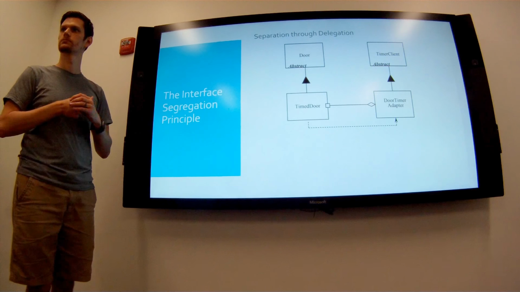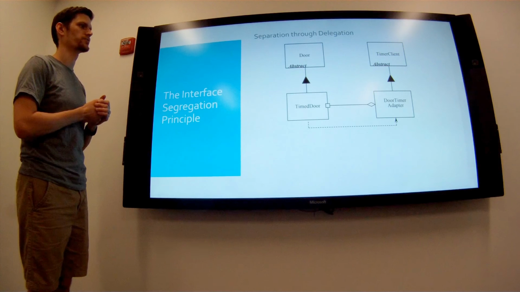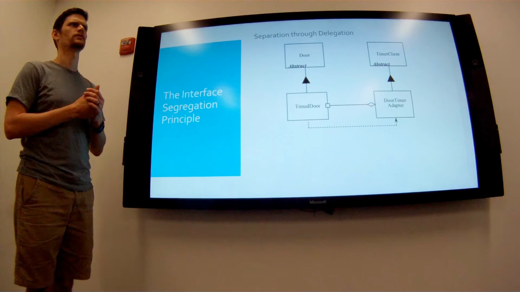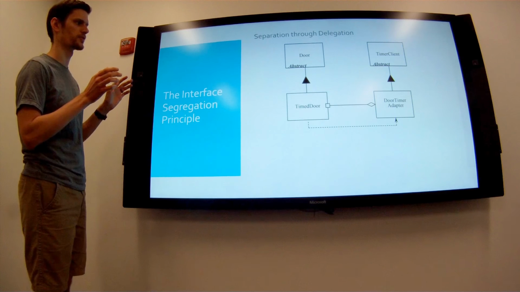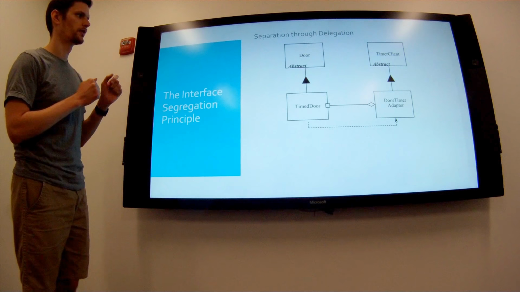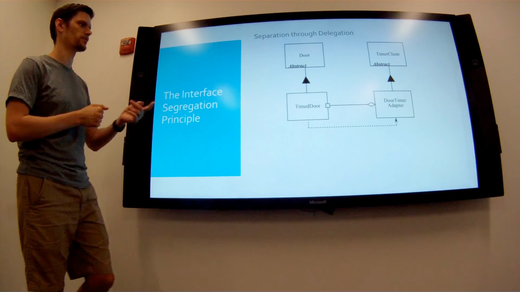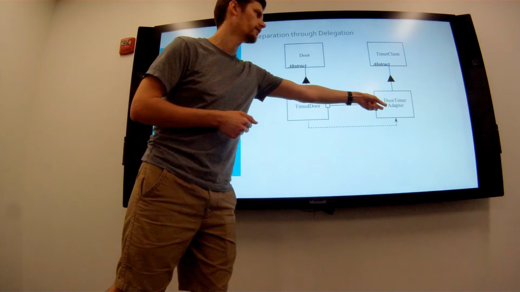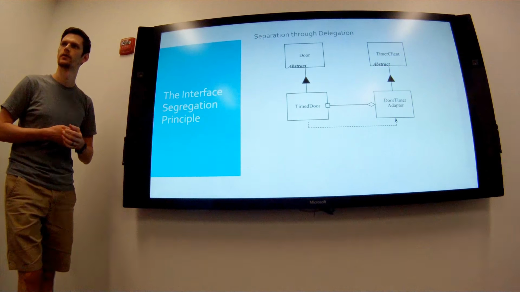What's the white diamond represent? It's composition. I think it's composition. I don't know. It's UML 1.0, and they had lots of symbols for things. I don't remember exactly what it is. So you're saying that TimedDoor has a timer? Yeah, right. It's just that TimedDoor has an object as a data member called DoorTimerAdapter.